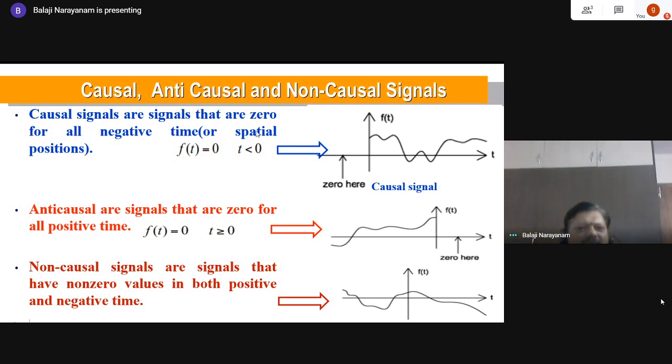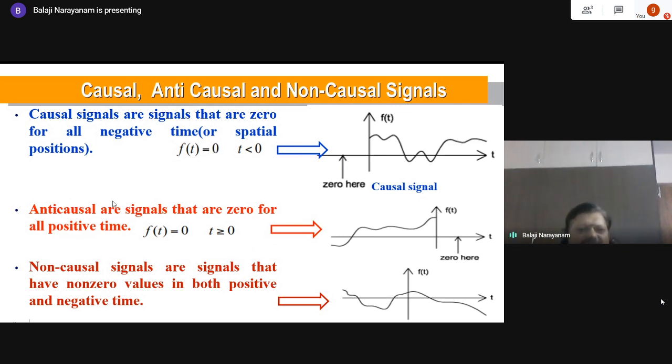Causal signals are signals that are zero for all negative time. So for all negative time here, for all t less than zero, do you observe any signal here? No, the signal is zero here. For all values of t greater than zero, you have existence of signal. So we are defining a causal signal as f of t is equal to zero for t less than zero.